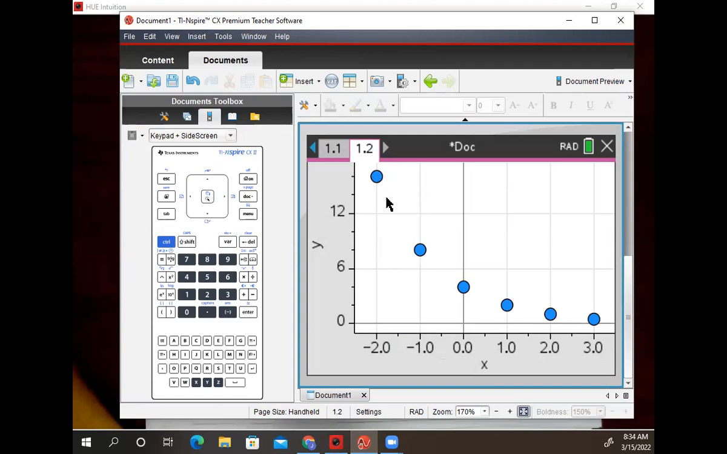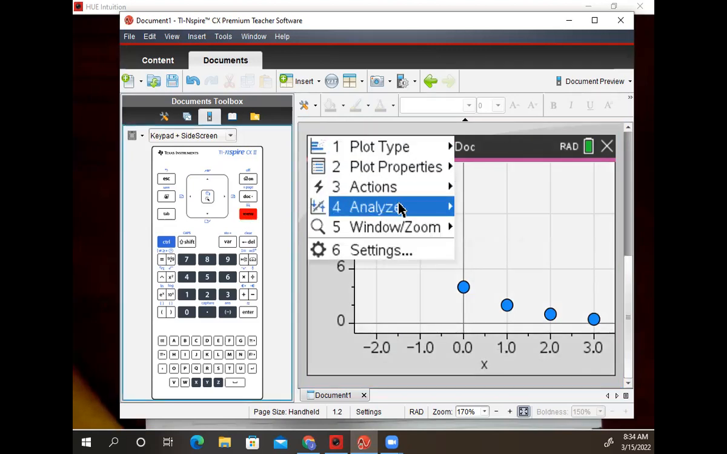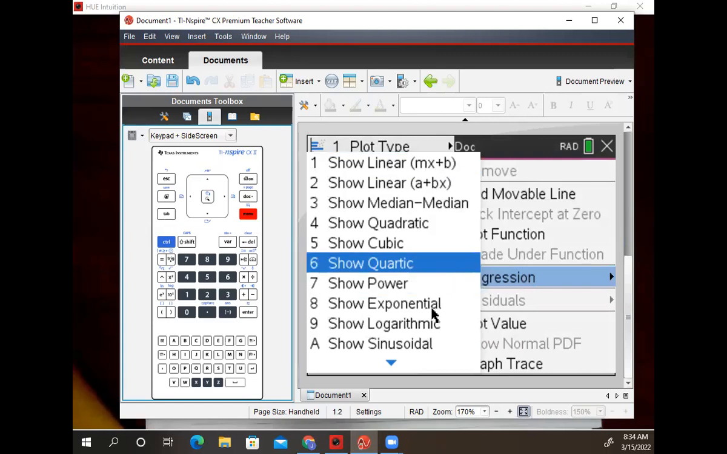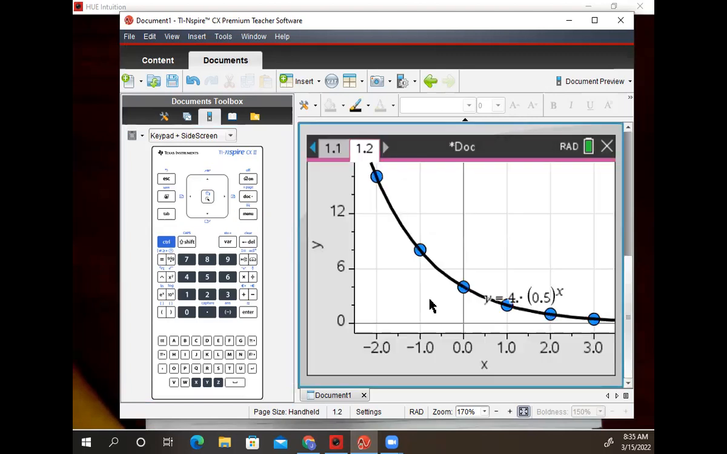So this maybe looks like part of a parabola, but from that last view we saw it doesn't quite fit. It's also not quite a straight line. This is more of sort of an exponential curve, looks like to me. So I'm going to go ahead and hit menu, analyze. I'm going to go down to regression, and I'm going to have it show me an exponential model. And let's see how that looks. Yeah, that looks like it fits pretty well.